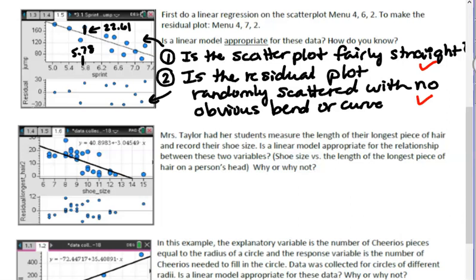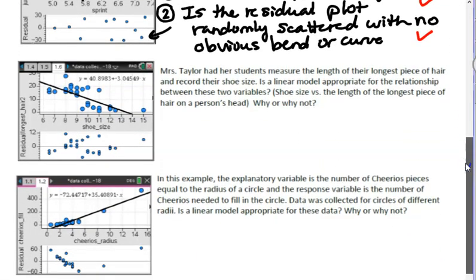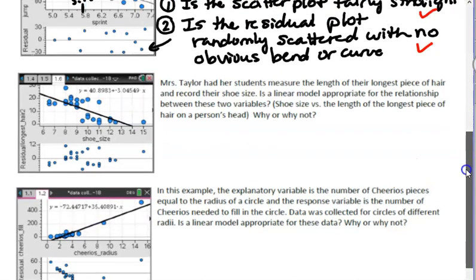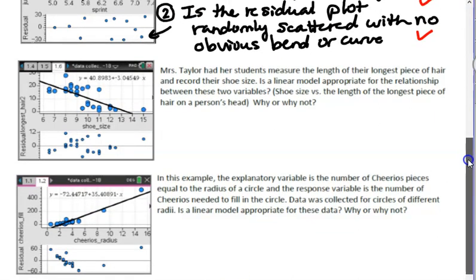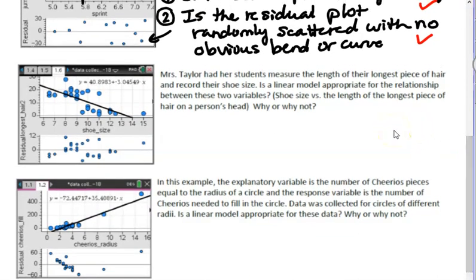Okay. So let's look at 2 other examples. These were from some data that I gathered in a previous class several years ago. I thought this was a fun thing to try.